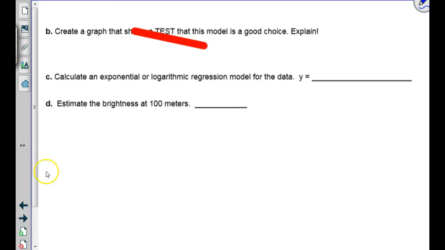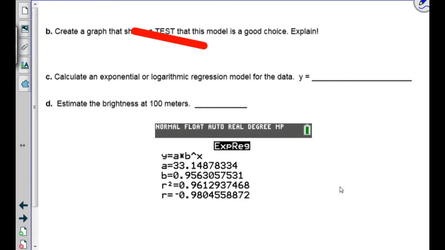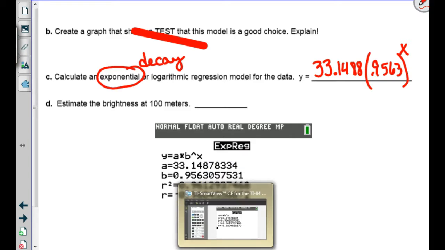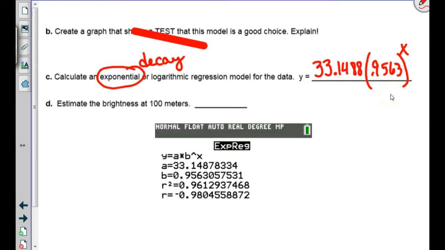All right, where are we supposed to go with this? Calculate the regression, which I just left on the last slide. All right. We chose to do exponential, and it was decay. And our equation would be 33 point, I guess I'll go all those places that I said I would, even though I'd rather not. 0.9563 to the x, and the exponent, okay? Estimate the brightness at 100 meters. Not going to be very bright. If you have saved it, you can just go to the table and put in 100. I got 0.38. Did anyone else get 0.38 candela?